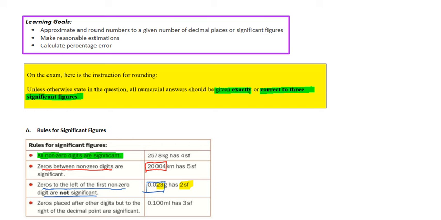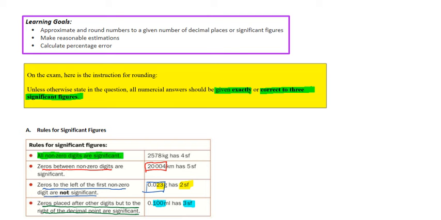The other end of that spectrum is actually kind of the opposite. Zeros after other digits and after a decimal point are significant. It's really important that we recognize that, for example, the zeros here do contribute to the accuracy and precision of this value. So those zeros count.